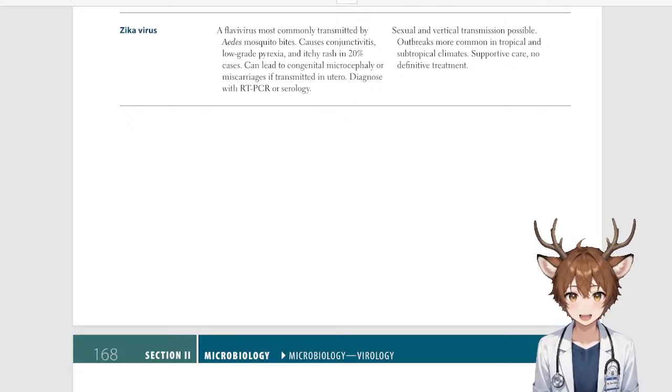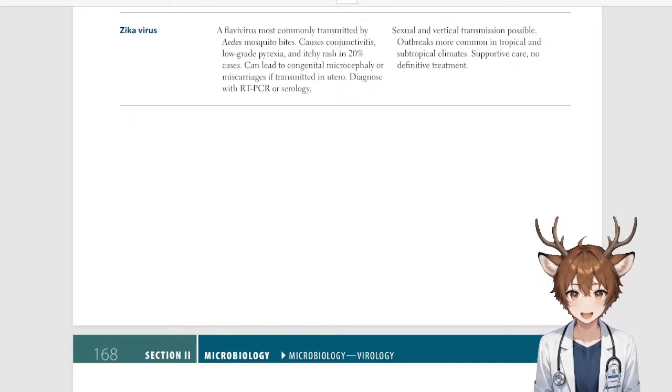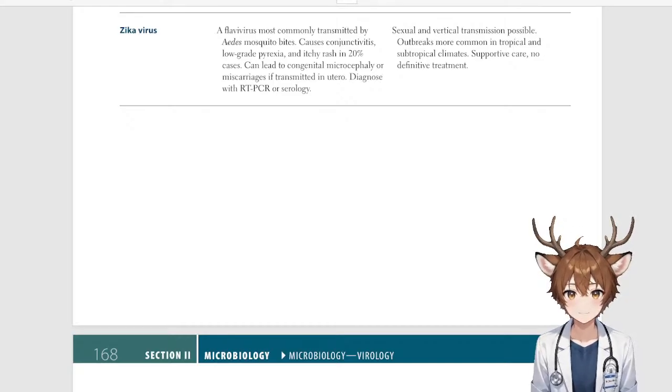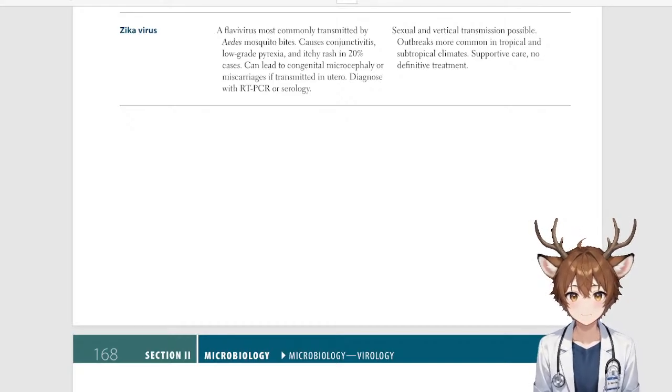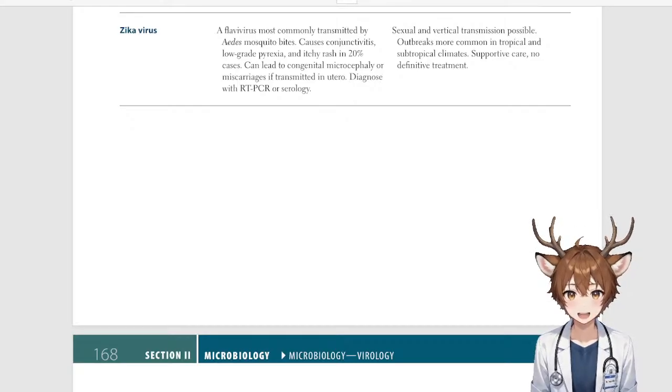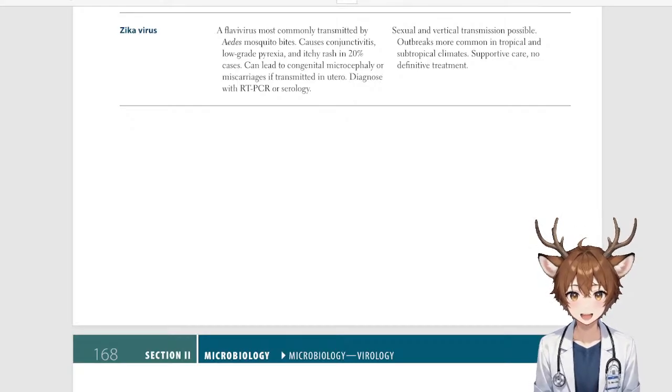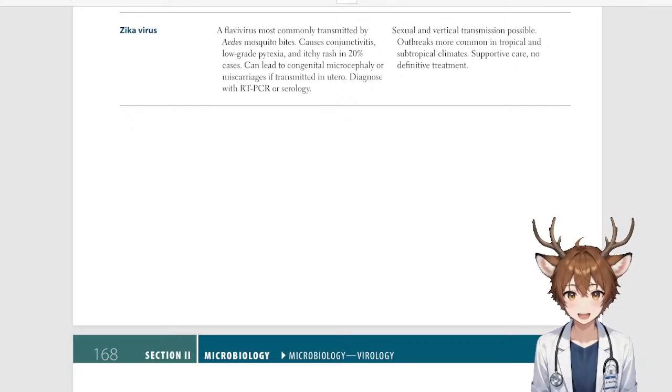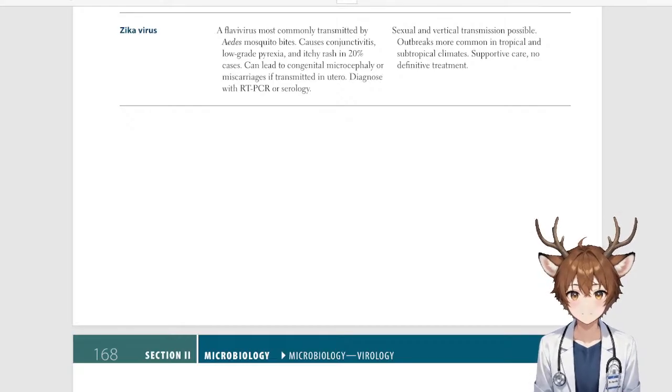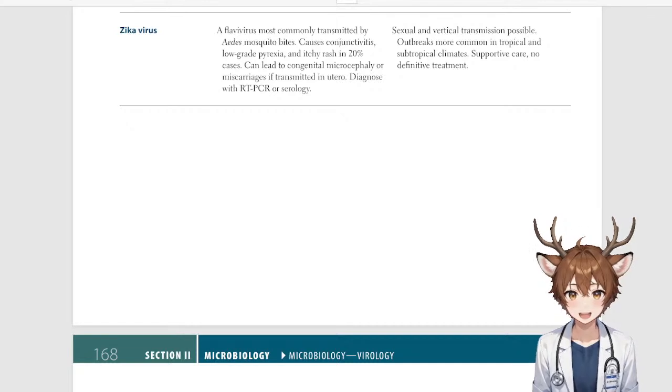Anyway, SARS-CoV-2 is a positive sense single-stranded RNA virus that caused the COVID-19 pandemic. Spread is via respiratory droplets, aerosols, and fomites. Varying symptoms include fever, myalgia, headache, nasal congestion, sneezing, cough, sore throat, nausea, diarrhea, anosmia, and dysgeusia.